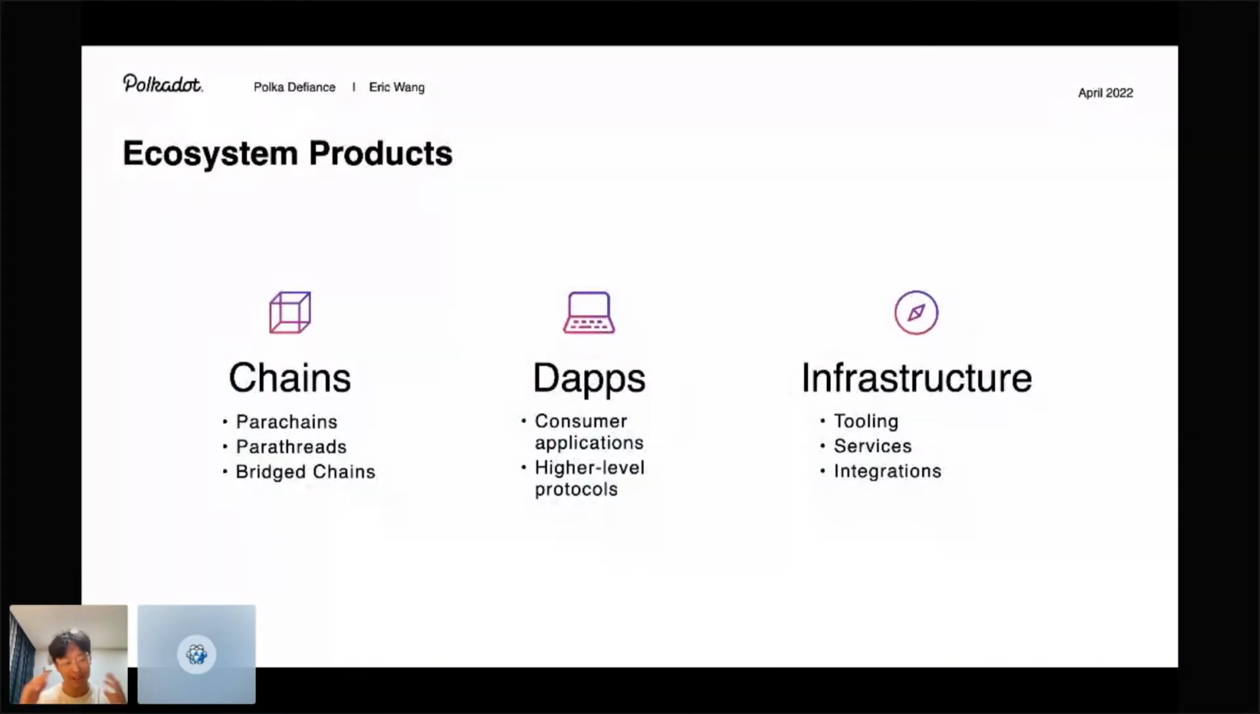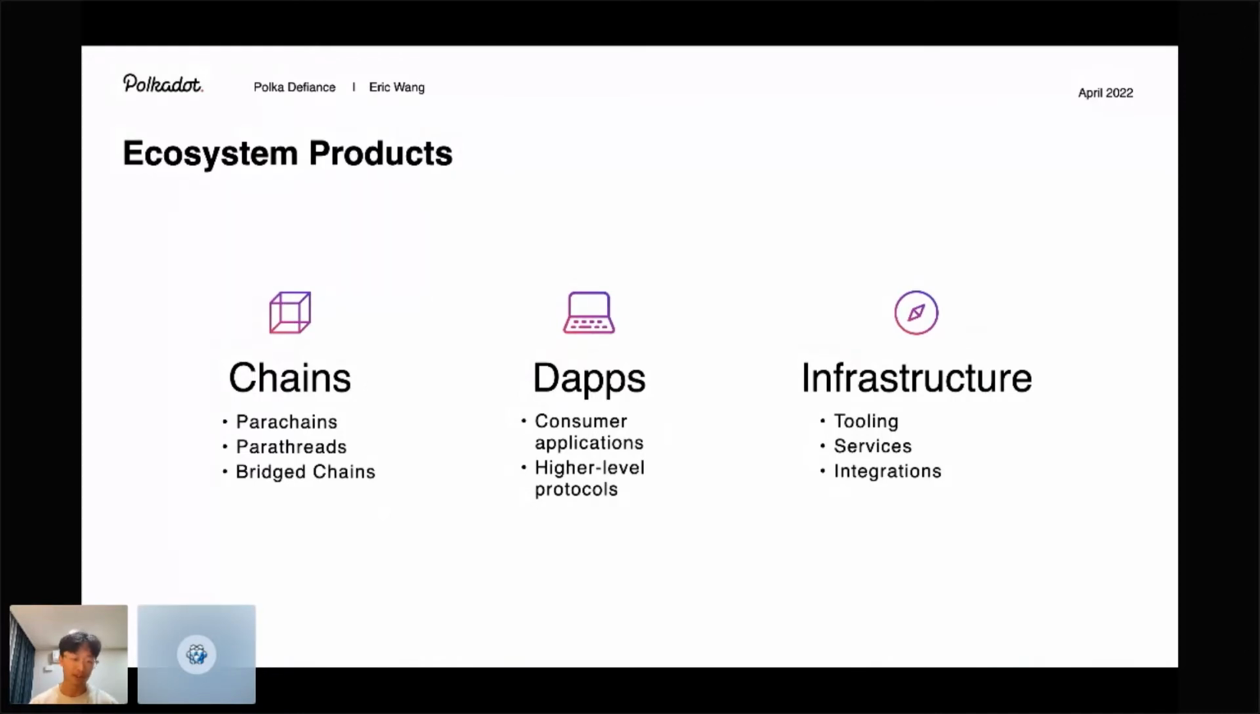When we talk about products within the ecosystem, there are really three types of things that we generally see. The first type of product is a chain. When I refer to a chain, I'm usually referring to something like a parachain. It could be a parathread, or it could be a parachain that also serves as a bridge. There's also, of course, a number of dApps being built on top of these parachains and parathreads that generally serve as either direct consumer-facing applications or higher-level protocols that support these consumer applications. These protocols could be something like a stablecoin, or a lending and borrowing protocol in more of a DeFi context.